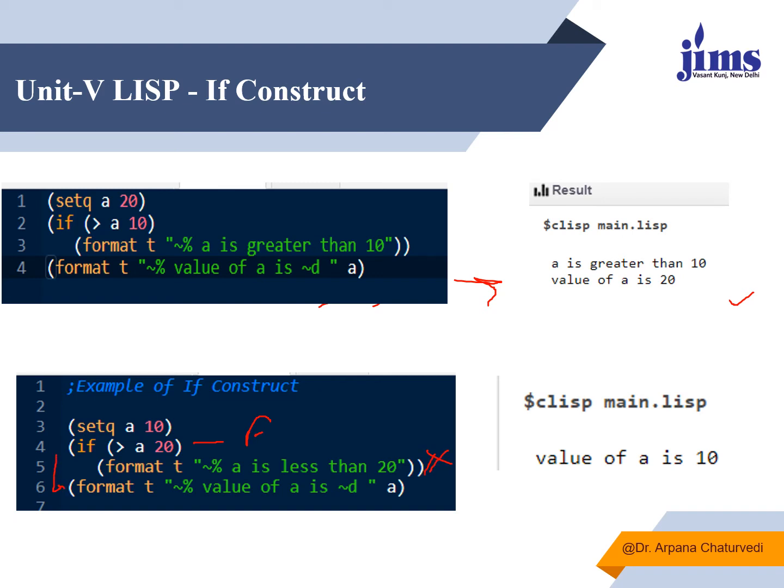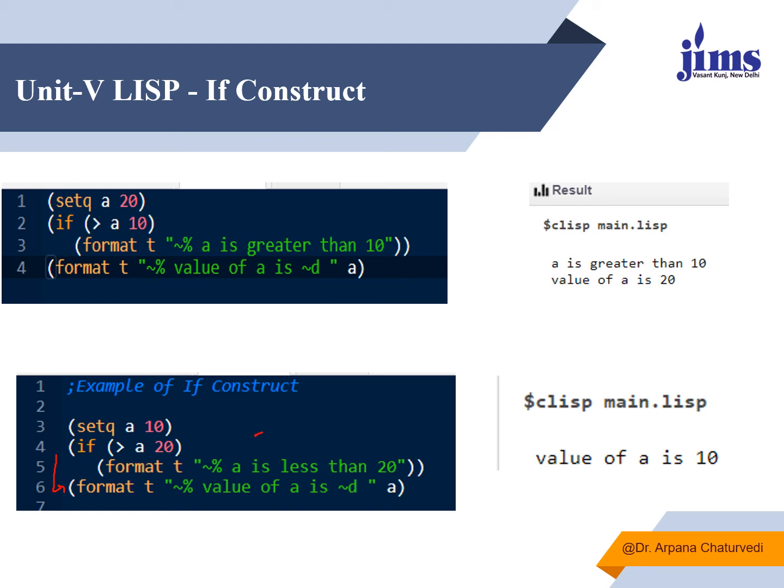This is the consequent construct wherein it mentions using newline. This tilde percentage will take your cursor to the new line. Value of a is ~d, which means decimal number. This decimal number will be replaced by the value held by a, that is 10. So this will be the output. This is the if construct.